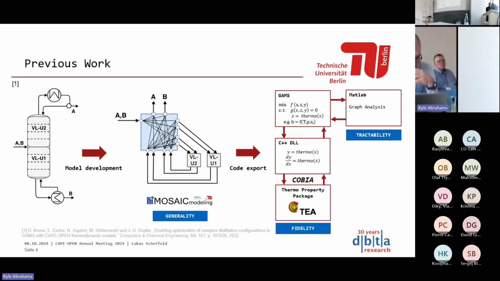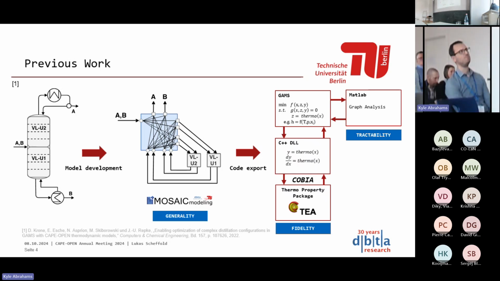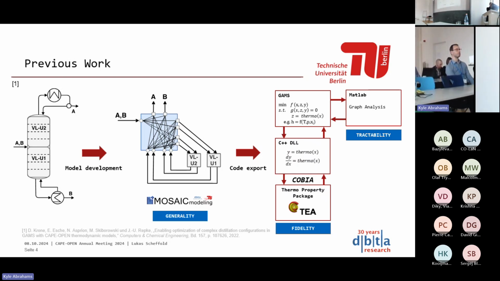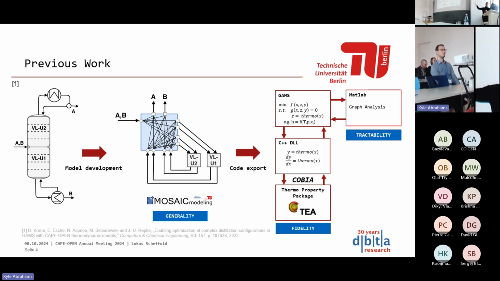And we've been talking about fidelity and precision. In order to solve these rigorous thermodynamics, we needed a way to actually access these. And the method and tool of choice was to use T and CAPE-OPEN as thermal property package and manager, therefore, to use inside of GAMS. Since this capability was not envisioned before, a wrapper had to be developed, which is then implemented in C++ as a DLL, which is all exported by Mosaic modeling.